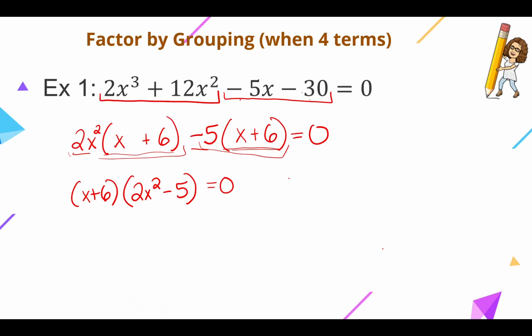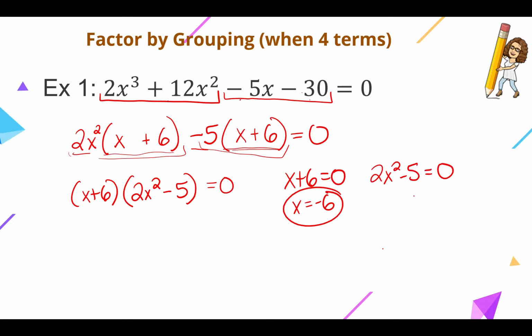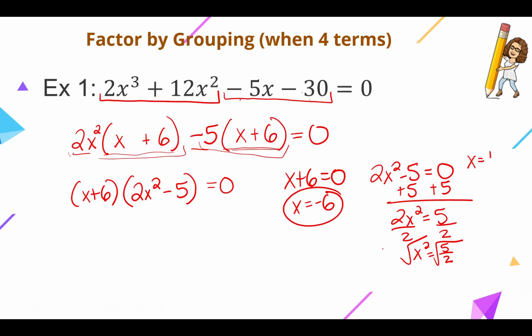Now I get to solve. So I have x plus 6 equal to 0, so x equals negative 6 for one of our answers. And then 2x squared minus 5, we're going to set him equal to 0. Oh, he's not a difference of perfect squares, so I guess I just need to solve this the good old-fashioned way. So I'm going to add 5, divide by 2. So I'm going to get x squared equals 5 divided by 2. Take the square root of a fraction. Gross. So I'm going to get x equals plus or minus the square root of 5 over 2.